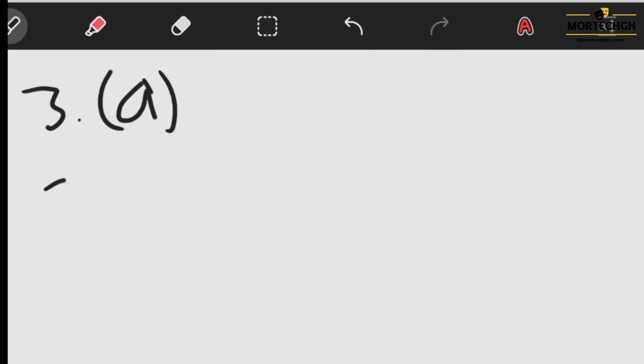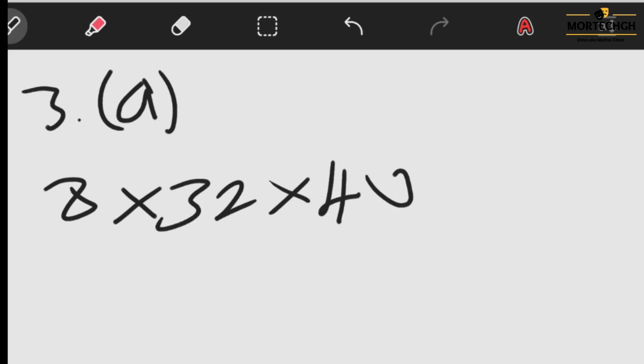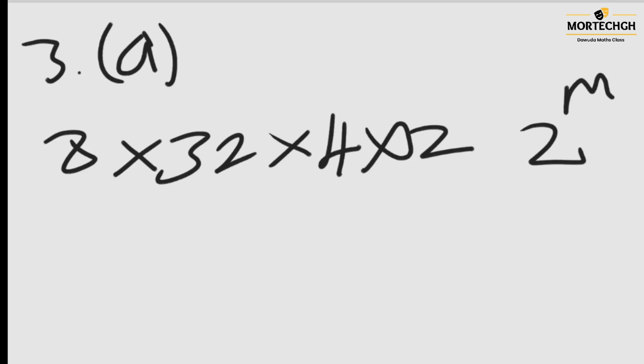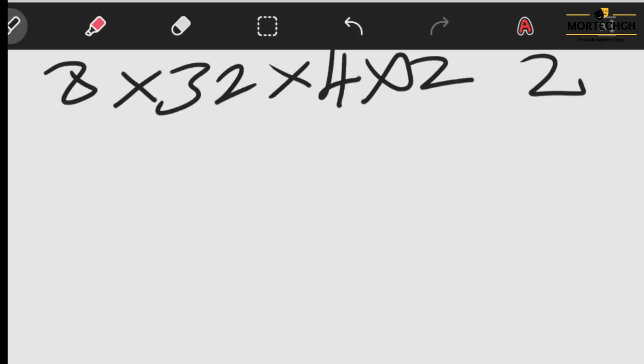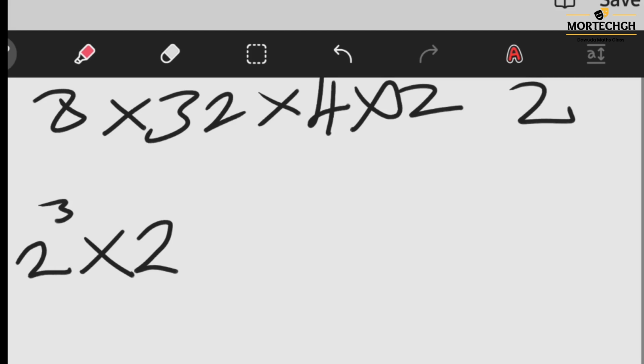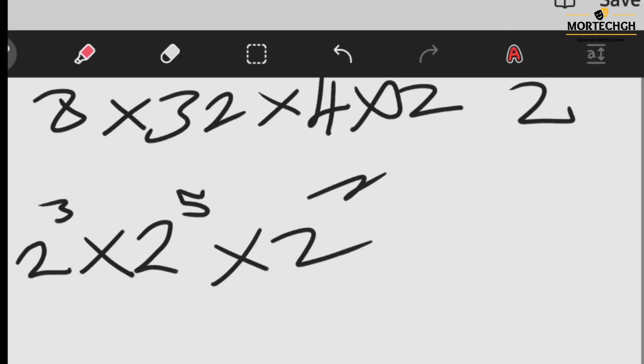Question 3a. Express 8 times 32 times 4 times 2 in the form 2 to the power m. So it's under indices. 8 can be expressed as 2 to the power 3, since 2 times 2 times 2 gives you 8. 2 to the power 5 will give you 32. Then 2 to the power 2 will give you 4. Then 2 to the power 1 will give you 2, right?